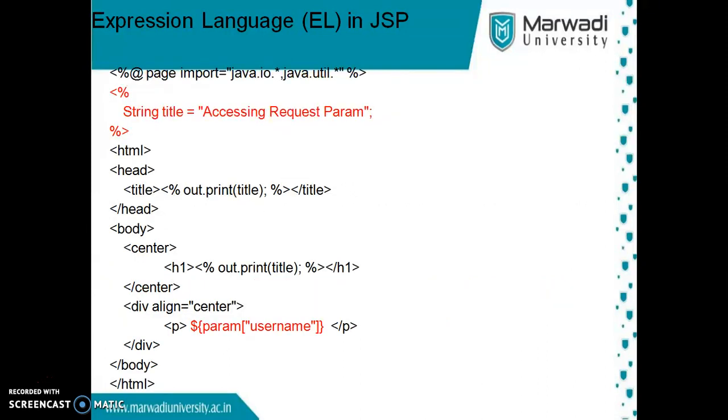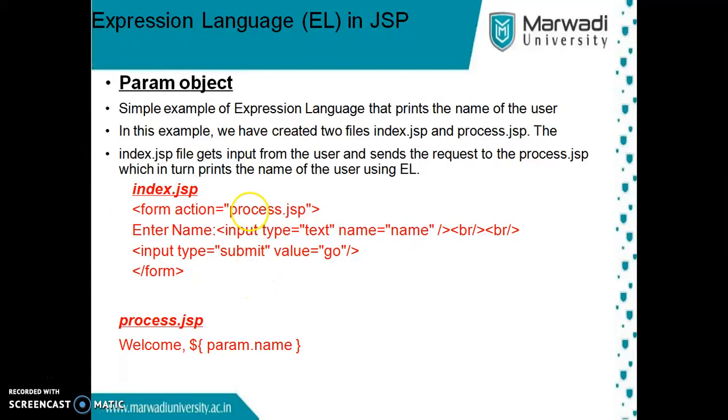Let's see one more example. Let's say I have a string title, namely accessing the request parameter. In my code I'm just going to write dollar param.username. This will print the value. We can assume that username is coming from a previous page. Then the param object.